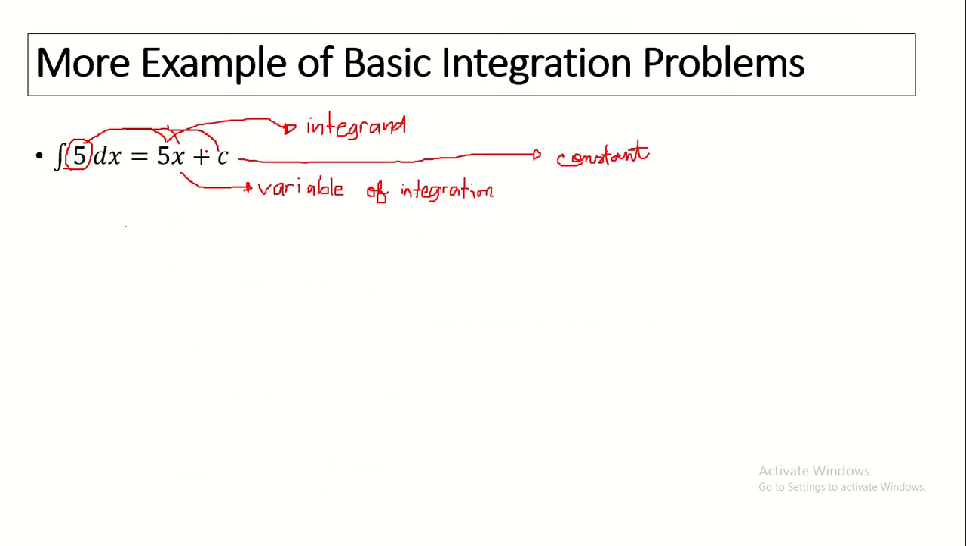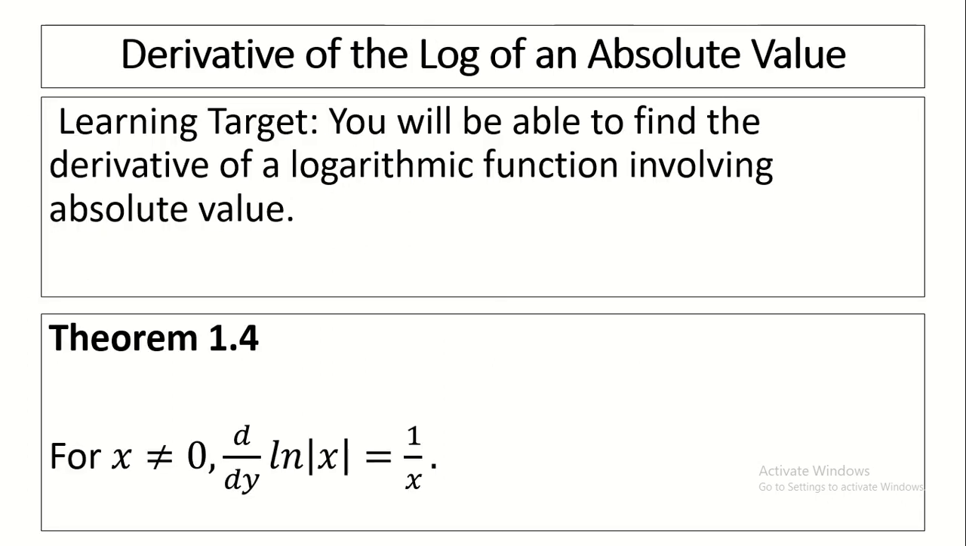Again, so 5 there is the integrand. So kokopyahin lang natin yung integrand and then the variable of integration plus the constant. Again, the indefinite integral of 12 with respect to y is equal to, so yung integrand i-multiply dun sa variable of integration plus the constant of integration.